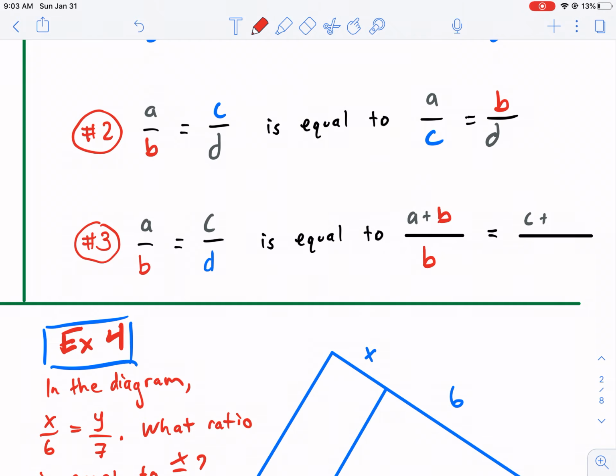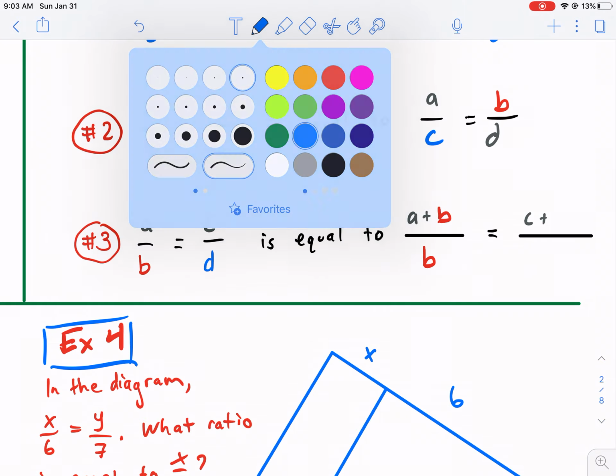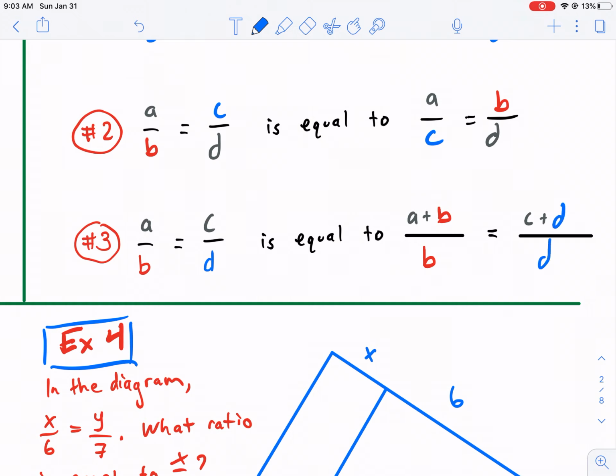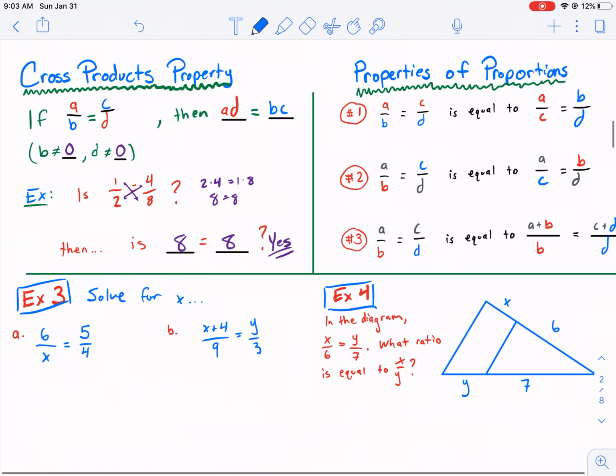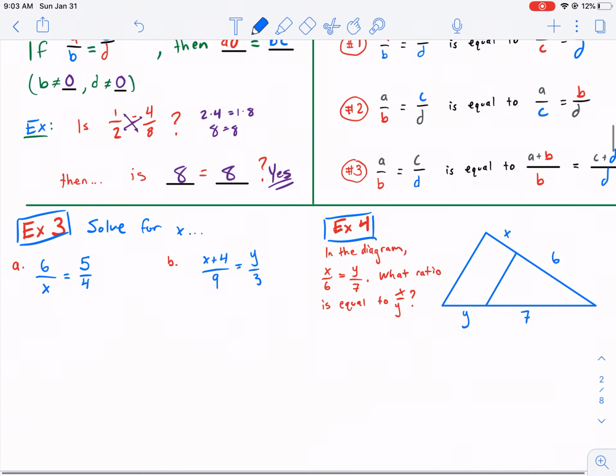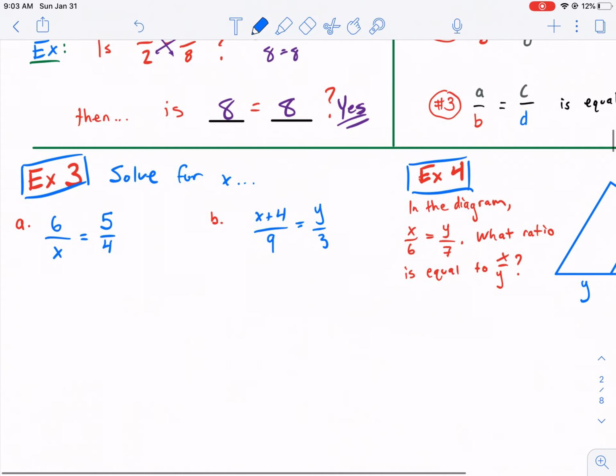A plus b over b is going to be equal to c plus d over d. Okay, so we can add b in the top and add d in the top for both of those, and the value will not change. So just some quick proportion tips for you, and now we can go ahead and get to some examples.